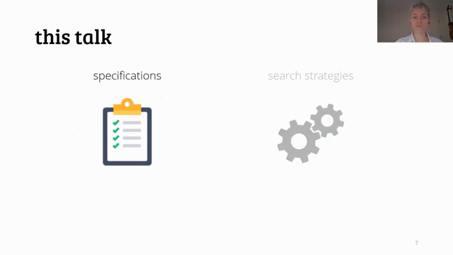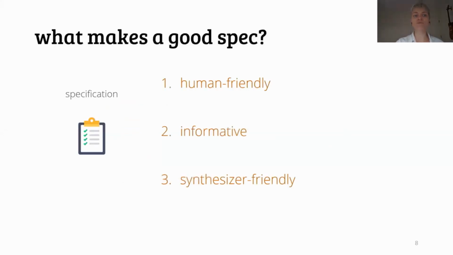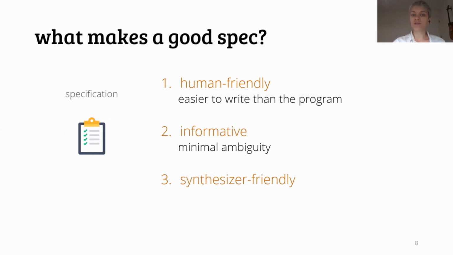So let's start with the specifications. Before we talk about the different kinds of specifications, let's discuss briefly what makes a good specification for synthesis, and we will view all the examples I give you through this lens. We want the specification to be human friendly on the one hand. We want it to be easier to write than the final program, because otherwise there's no point doing the synthesis in the first place. We also need the specification to be informative. By that I mean we don't want it to have too much ambiguity, otherwise the machine will not know what you mean.